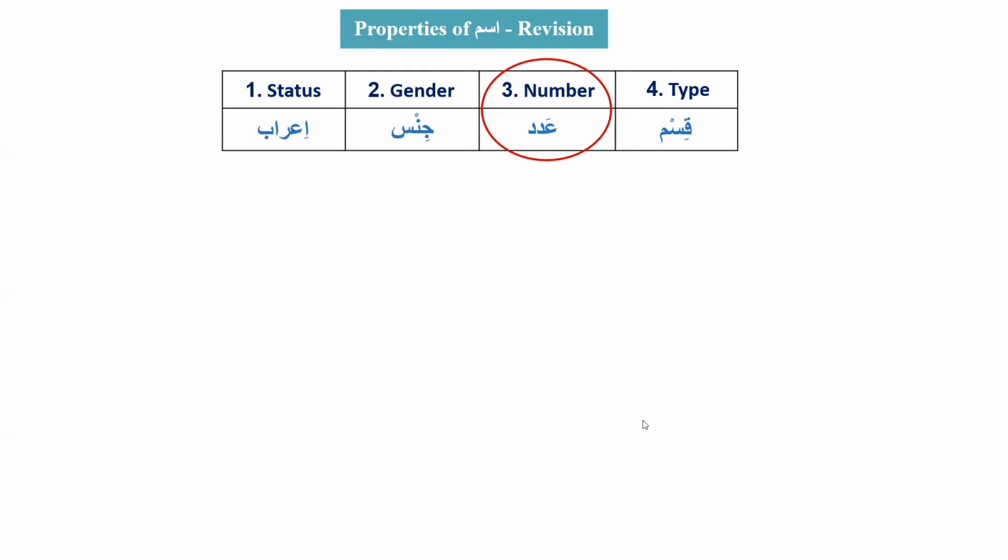All right. So when we say number, we are talking about what? The quantity, right? The amount of whatever we're talking about. Amount or the quantity of the ism. It could be singular, like one, or it could be dual, or it could be plural.